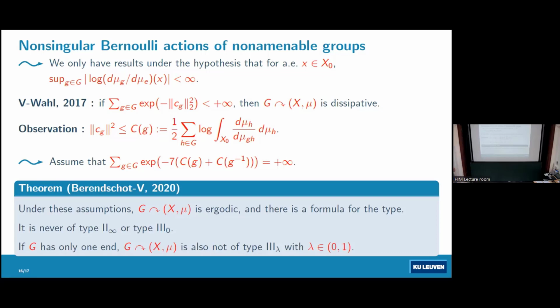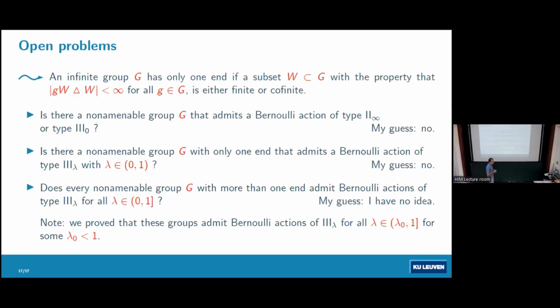Okay, so let me explain what is the notion of an end in a group and then formulate some open problems to conclude. Ends in groups have to do with almost invariant subsets. If you have a subset W in the group with the property that the symmetric difference between a translate of that set and the set itself is finite for any group element g, then we say that W is an almost invariant set. There always are almost invariant sets, namely the finite ones and their complements, the cofinite ones. And if these are the only almost invariant sets, then you say that your group has only one end.